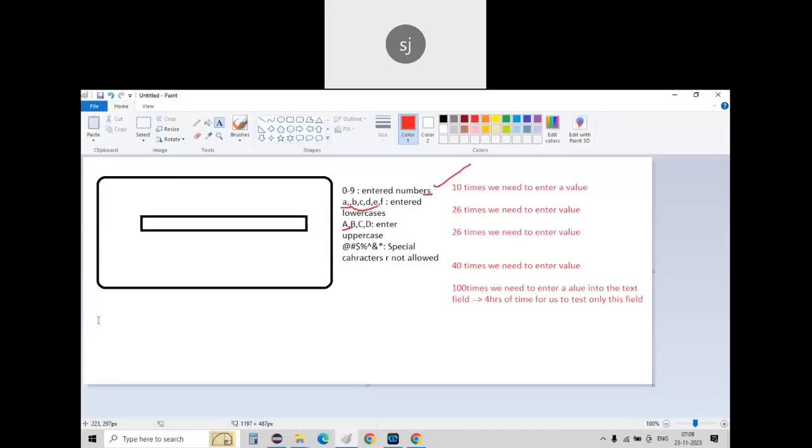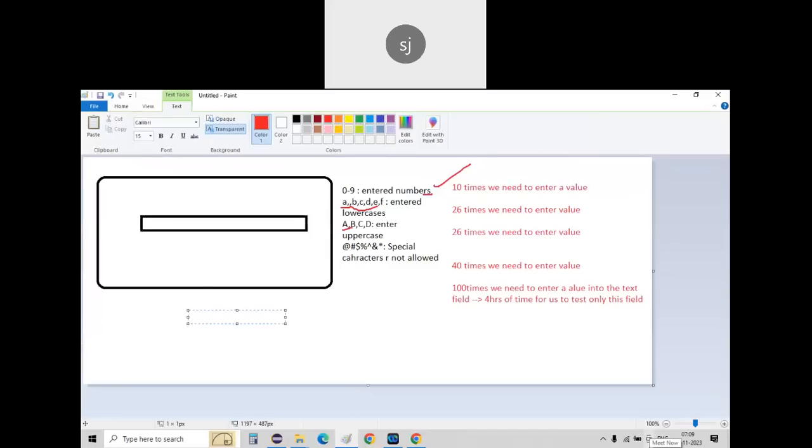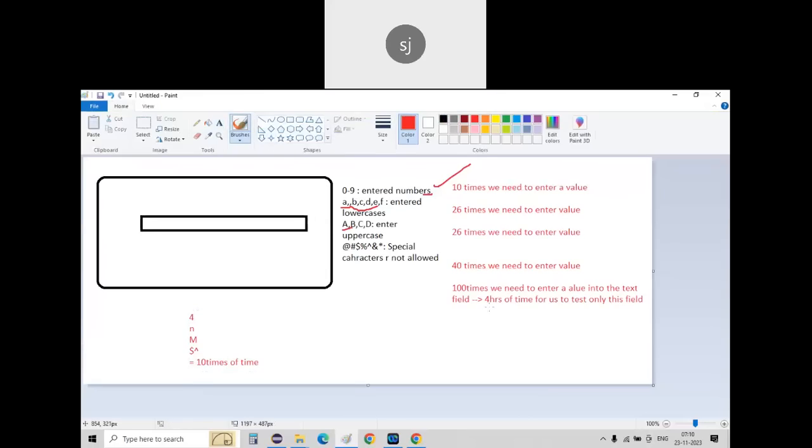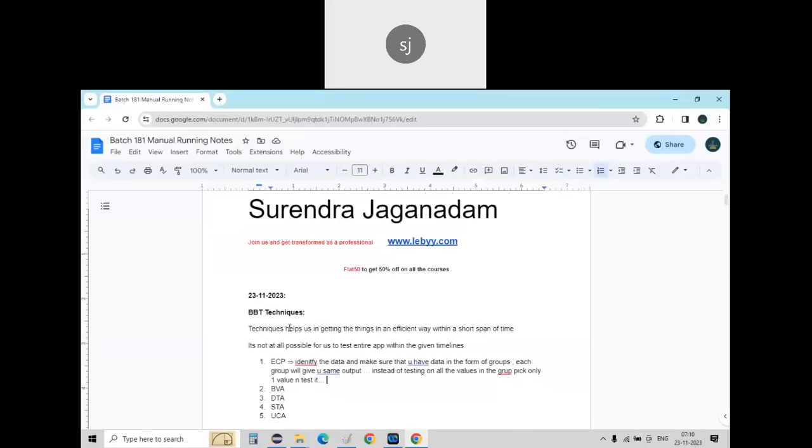Consider that 0 to 9 is a group. In 0 to 9, I am entering 5. In small a to small z, I am entering n. In capital A to capital Z, I am entering M. And for a special character, I am entering one. Altogether, I am entering just 5 values, which may take 10 minutes to complete the activity. Earlier, we were spending around 4 hours. Now we are completing it within 10 minutes with the help of this equivalence class partition technique.